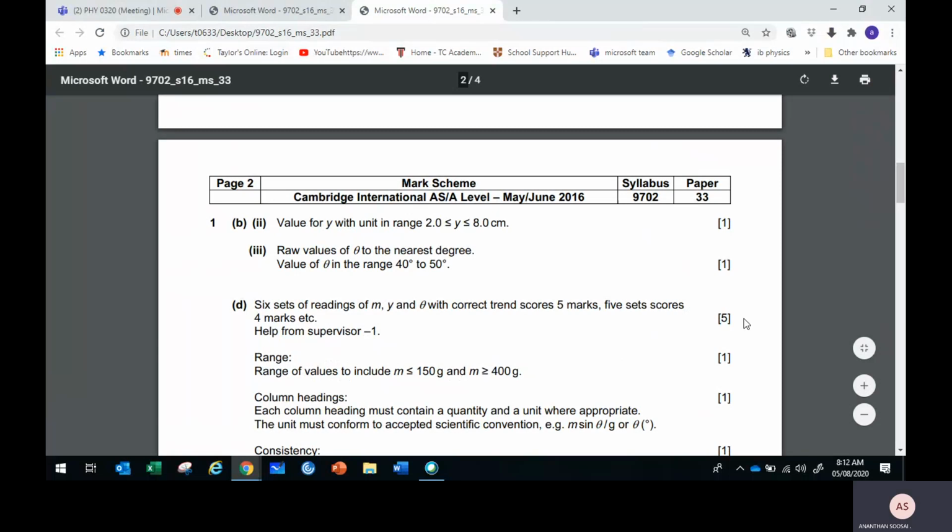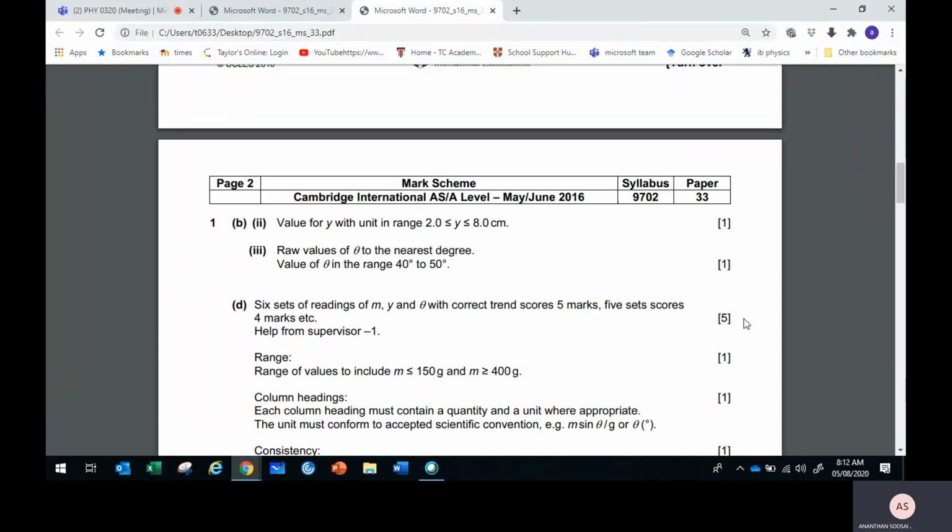Okay. So next, anyone who gets less than 2, then you lose the first mark. Okay. Next, the raw value of theta to the nearest degree. Value of theta is in the range of 40 to 50. And the theta must have no decimal place. Okay. If you write 40.0, wrong. How accurate you are? Wrong.